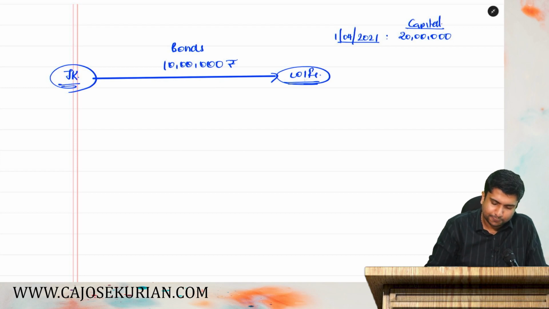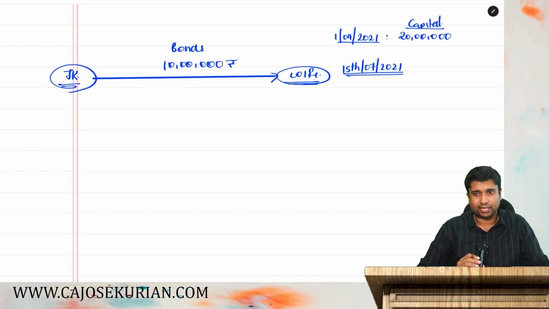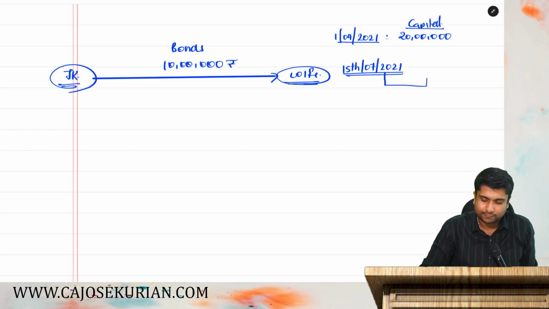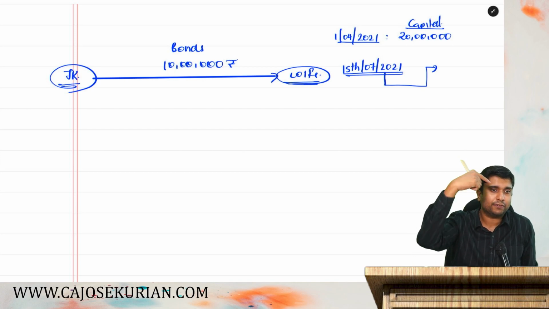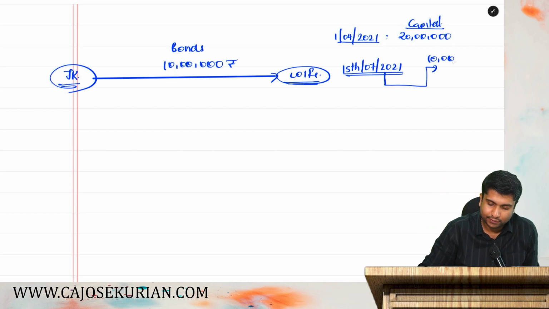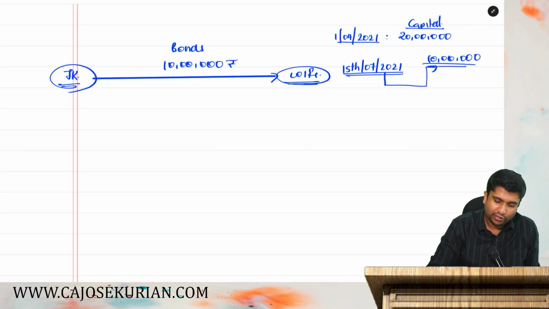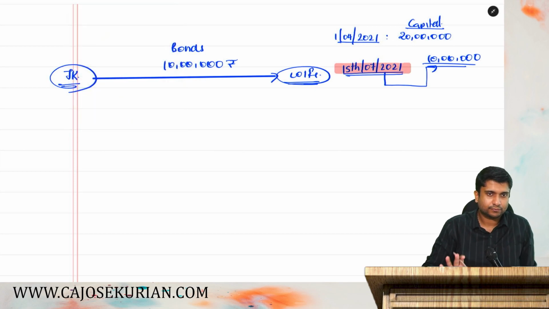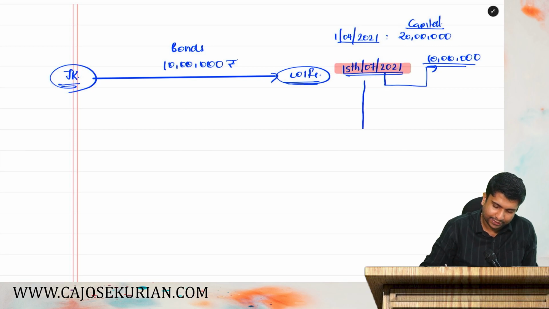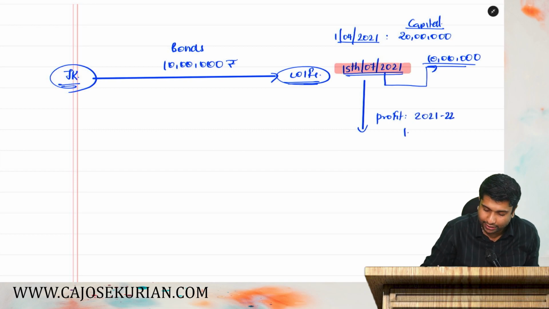I transferred this particular 10 lakh bonds, say on 15th July 2021. On that day itself, she invested that bond in her business. She converted that bond into money and invested it in her business. So on 15/7/2021, she invested 10 lakh. I hope this much is clear. Now, she has done business in that year, and her profit for the year 2021-22 is say 1 lakh rupees.